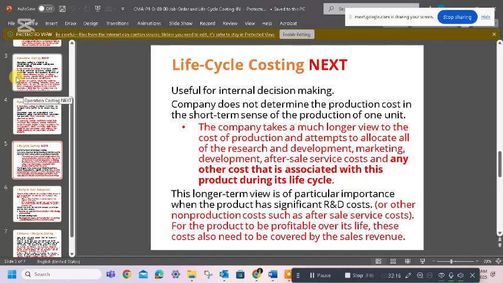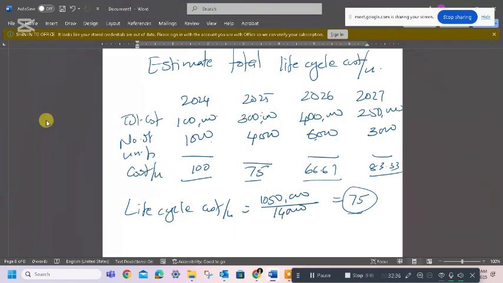Useful for internal decision making. Company does not determine the product cost in the short term sense of the production of one unit. Company takes a much longer view of the cost of production and attempts to allocate all of research and development, marketing, after sales services, and any other cost that is associated with this product over its lifetime. So when you say life cycle cost here, this includes everything: production, marketing, research and development, selling and distribution, everything. Every accounting cost will be included.